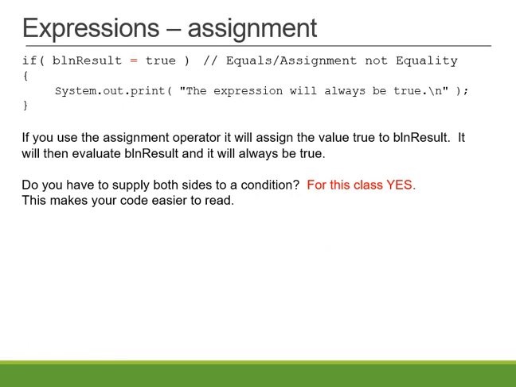This example shows you a common mistake of using the single equal sign instead of the double equal sign to check a condition. In this example, it will assign true to the result variable. In this class, you must apply both sides of a condition. Companies want programmers to write code that's easy to read. That's part of what you're learning to do in this course.